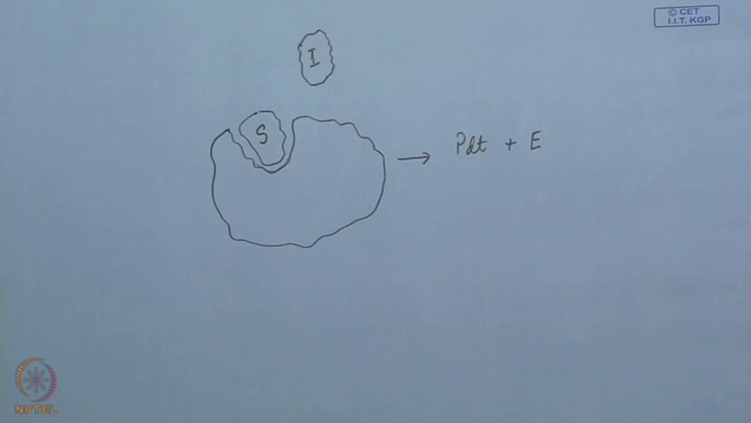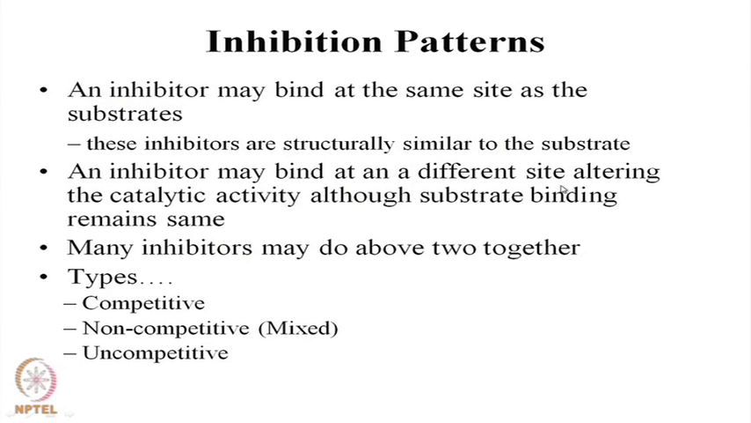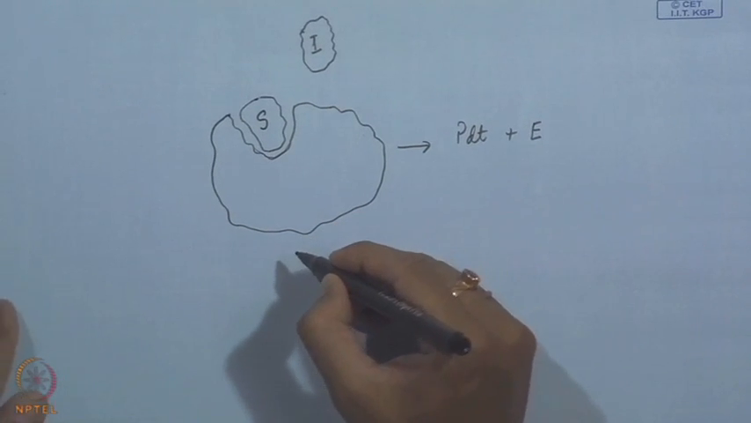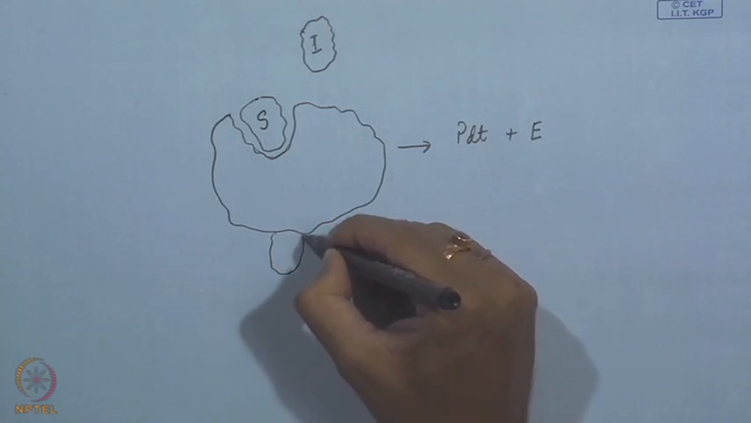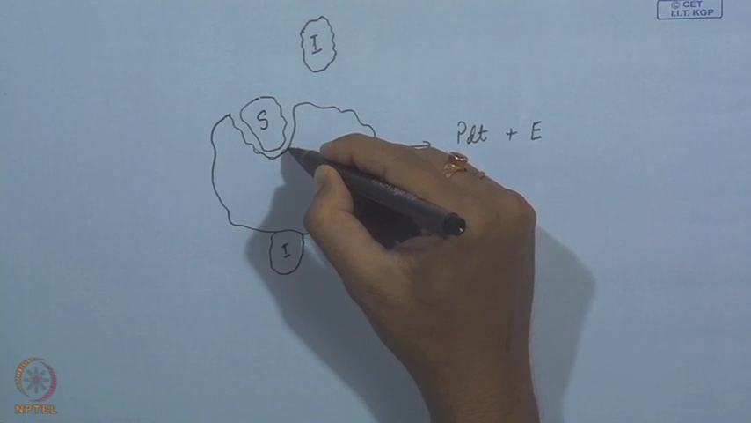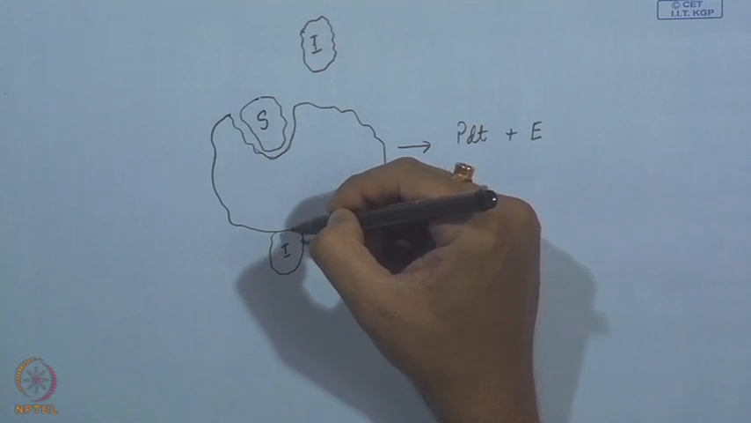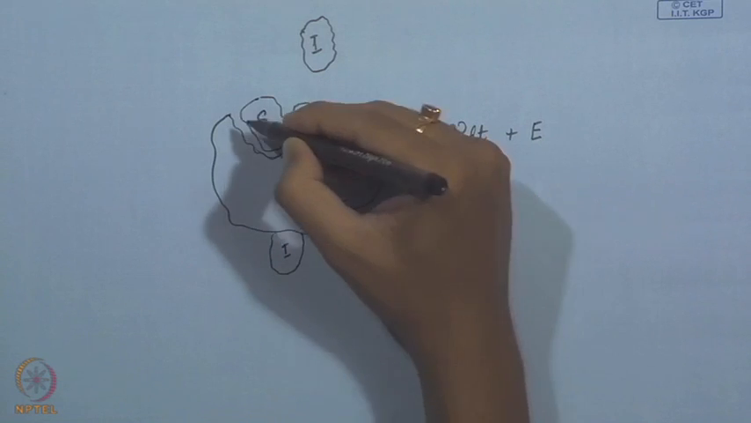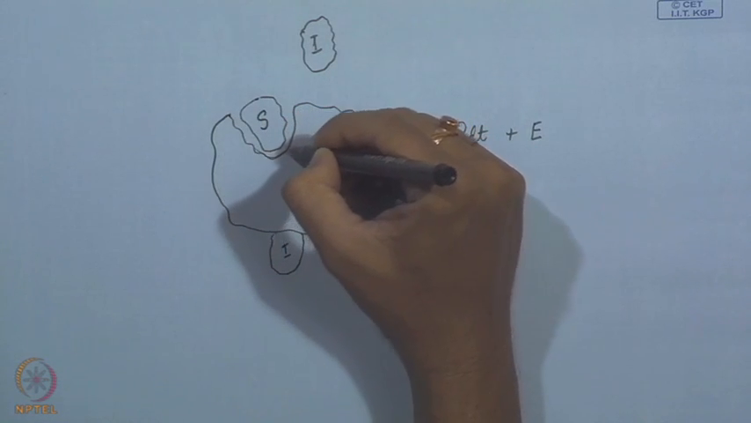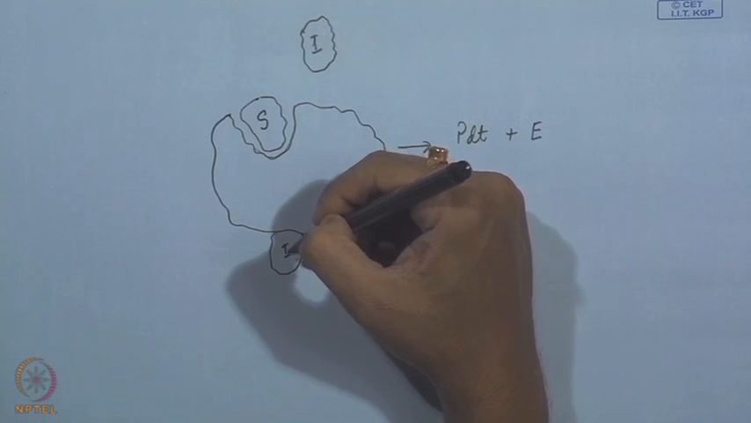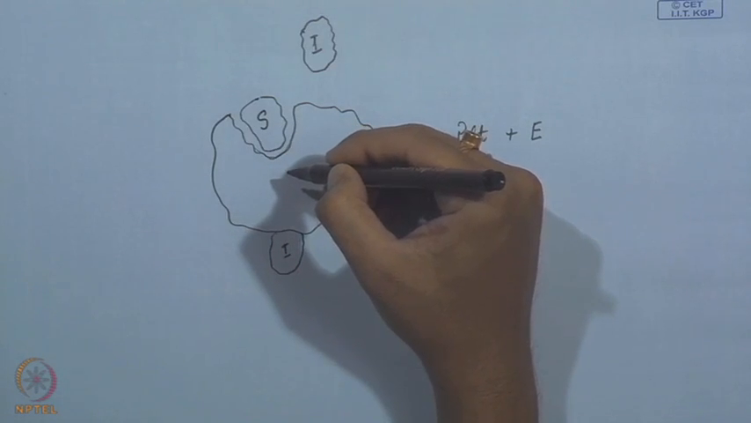Next situation is an inhibitor may bind at a different site and thereby alter the catalytic activity, although substrate binding remains identical. So, suppose your enzyme is this and your inhibitor binds at some other place, in such a way that it modifies your active site activity in an indirect fashion, so that the reaction gets slowed down. Although apparently the active site is not disturbed, because of this binding some internal structural change may happen, as a result of which the enzyme activity may get reduced.